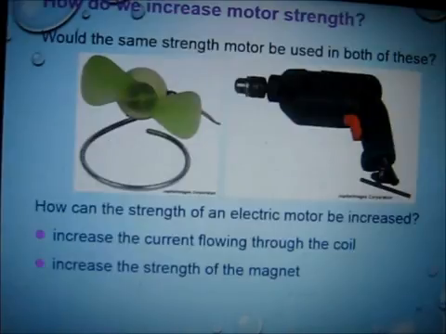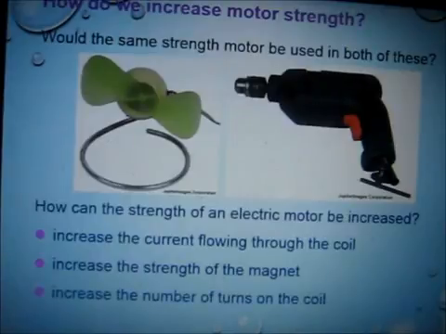By increasing the strength of the magnet, as force is directly proportional to B, it also increases the strength of the motor. By increasing the number of turns, if the number of turns increases, then also the strength of the electric motor increases. Now we have an animation video, you can see it.